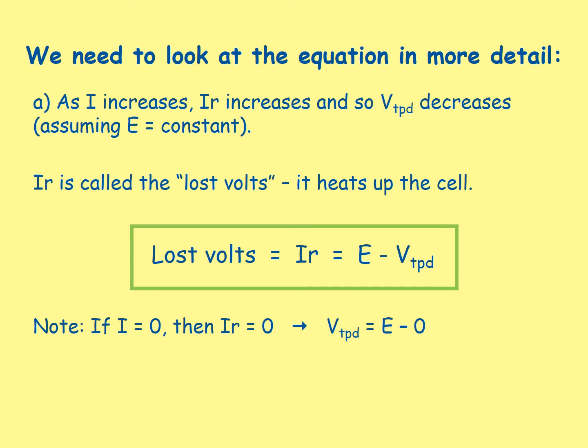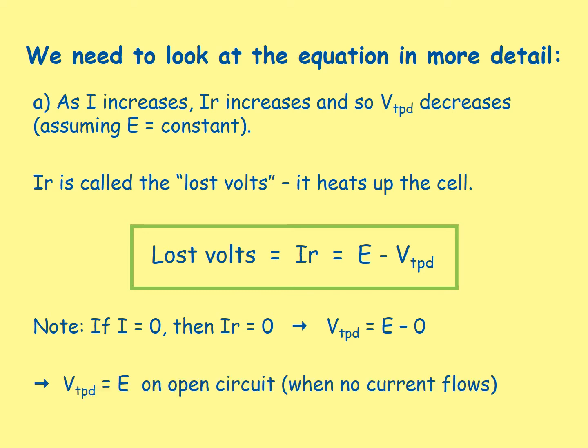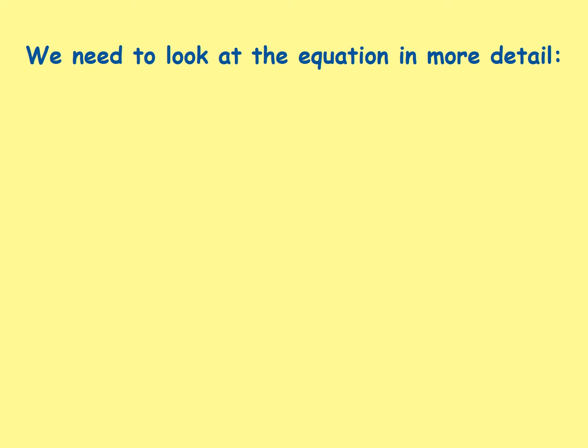Note, if our current equals 0, then our current multiplied by our internal resistance also equals 0. Therefore, our terminal potential difference is equal to our EMF. So our terminal potential difference is equal to EMF on an open circuit, so when no current flows. If we take our terminal potential difference equation, where V equals E minus Ir, we can rearrange this slightly. So our terminal potential difference equals minus r times I plus EMF.